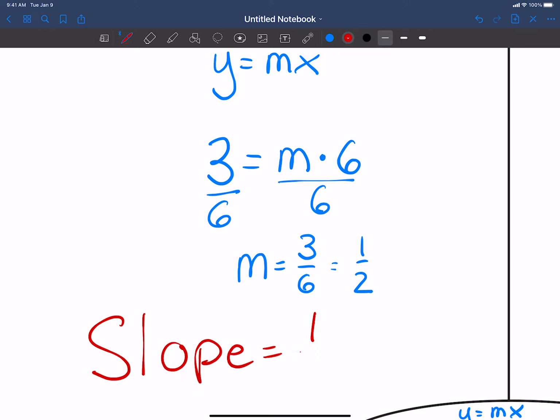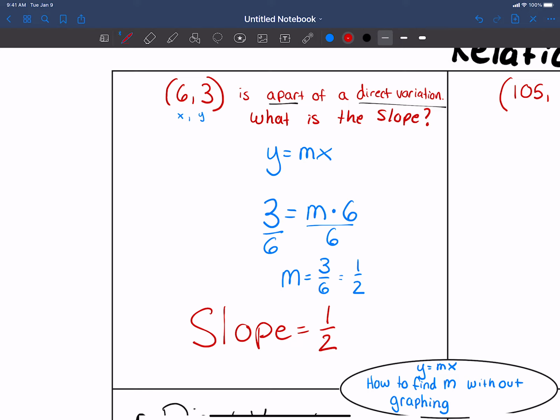Okay, let's review real quick. The question said (6, 3) is a part of a direct variation. That's our key that it's going to go through the origin. What is the slope? I know it's a direct variation, which means I need this equation, correct? I know that that's an x and that's a y. Just pop those two things in for x and y. Get m by itself because m is slope, right? Once you have m by itself, you have found what m is, and m is slope. You did it. You found slope.